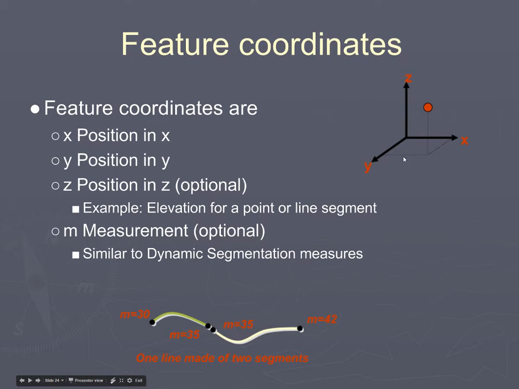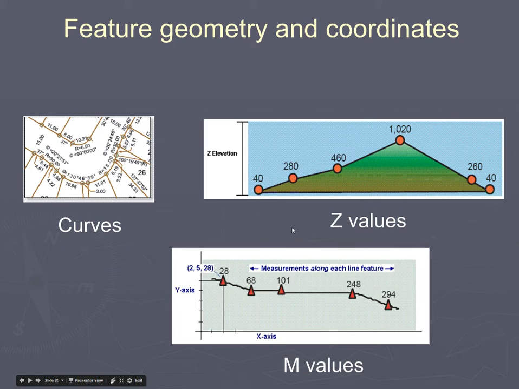This shows our feature coordinates with an X, Y, and a Z, as well as an M mentioned in the last slide. Some more examples of straight lines and curves and the different kinds of parametric curves we can make, how Z values are stored, and measurements.